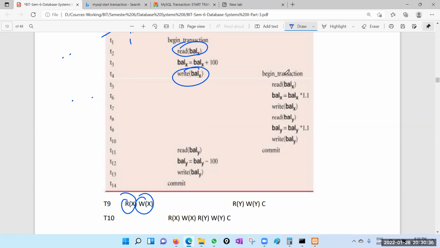Now the other transaction. It reads x. Then it does some calculation and writes x. Then it reads y, does some calculation and writes y. And it commits. Now you can see it commits. Then transaction 9 is again reading y and writing y. Now it commits.